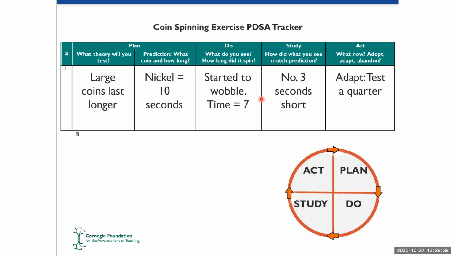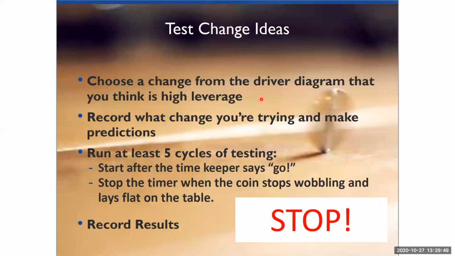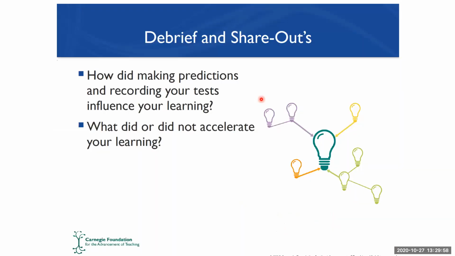And this exercise is just a fun way to introduce PDSA to a group of people, and something that we use in our initial training. From there, you would have people choose different change ideas and do at least 5 cycles of testing, record the results, and then share out how making predictions and recording influenced their learning, and what did and did not accelerate your learning.